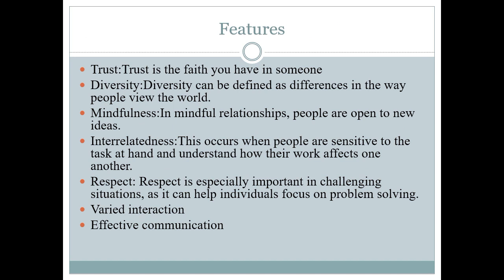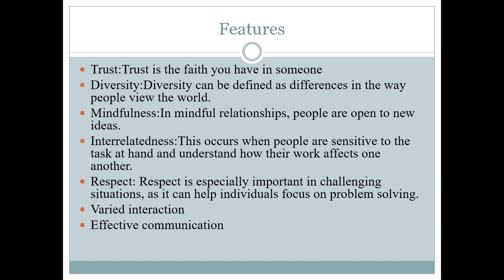First one is trust. Trust is inevitable whenever we think about any relation. For example, your relation with your family, with your siblings, your relationship with your friends, your relationship with your teachers, your relationship with your neighbors, your relationship with your colleagues, with your superiors, with your subordinates.